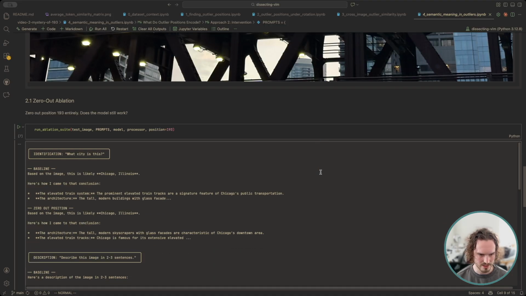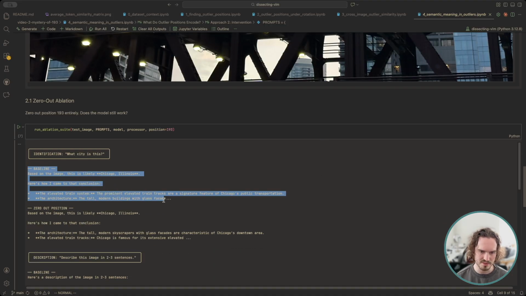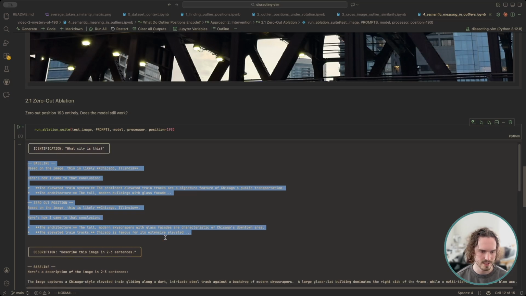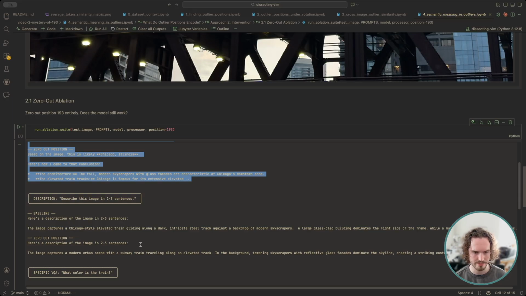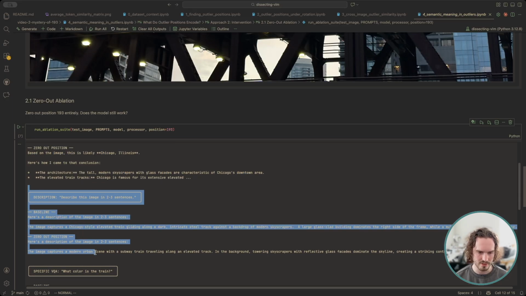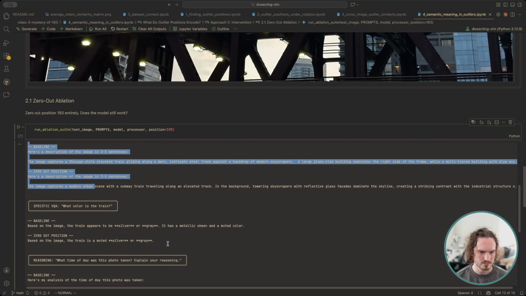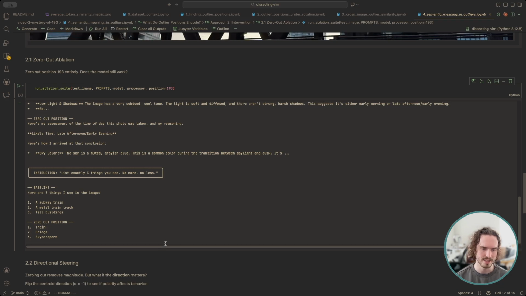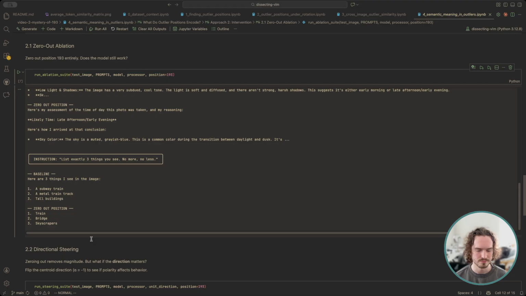Interestingly, we can see our baseline response compared to the zero out position, and these are almost identical responses. The same is pretty much true for all of these different cases. I was surprised by this. I would have expected zeroing out to break the model more.